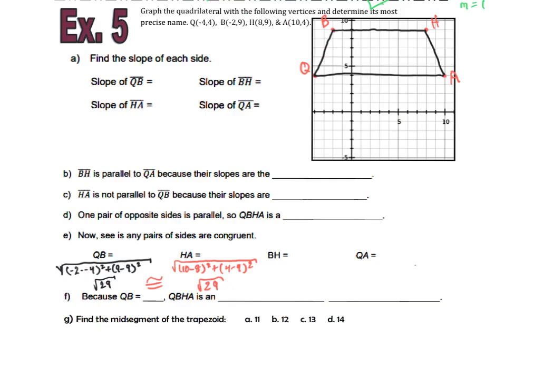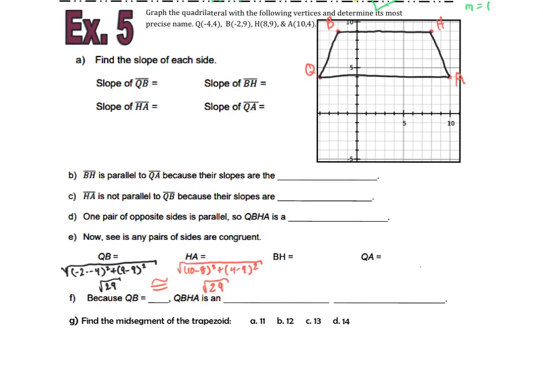Okay, so we're looking at example 5, last example for today. It says find the slope of each side. The first thing is graph the quadrilateral, which I've done, and determine its most precise name. So we're trying to figure out the most specific name here. And when you graph it and look at it, it kind of looks like a trapezoid, right? But it kind of looks like it might be an isosceles trapezoid. The two sides, QB and HA, right? Those might be congruent. But we have to prove it first, right?